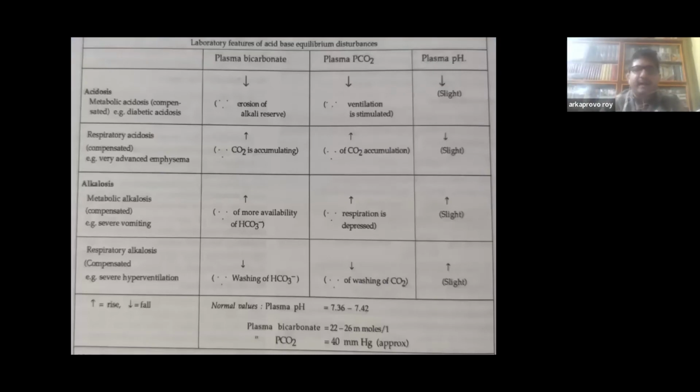Now, these are the laboratory features, that is where acidosis, metabolic acidosis is compensated. In this, bicarbonate is reduced, plasma CO2 reduced, plasma pH also reduced. And in case of respiratory acidosis, just the opposite, but plasma pH is increased. Also alkalosis. So normal values you should remember: bicarbonate value you should remember, and PCO2 should be remembered. So with all the things to remember, 2 to 3 things should be on the tip.